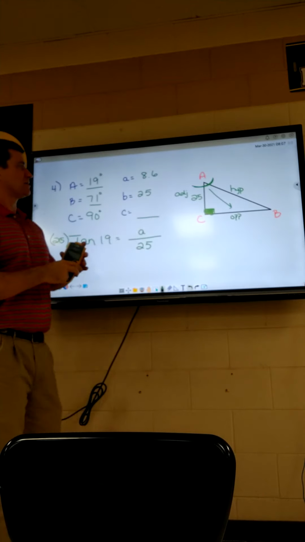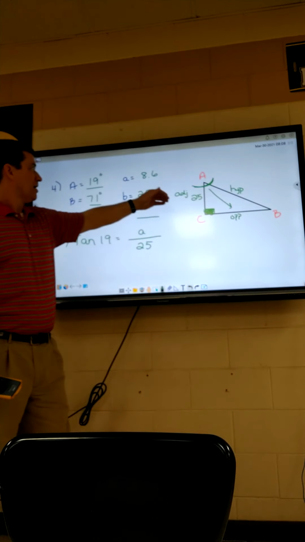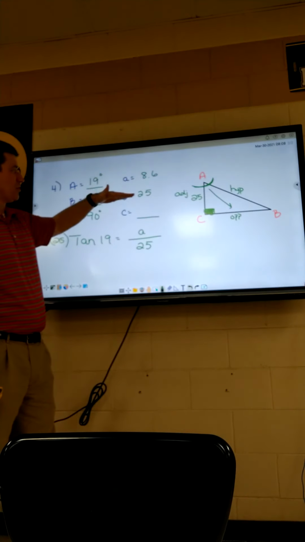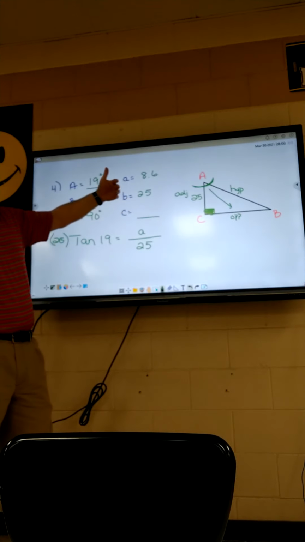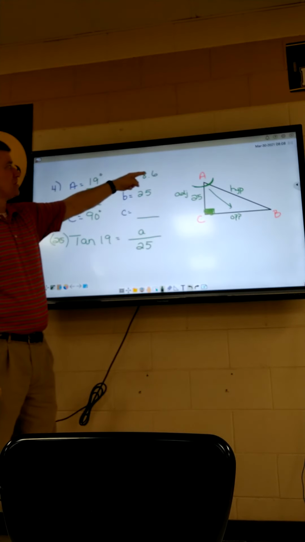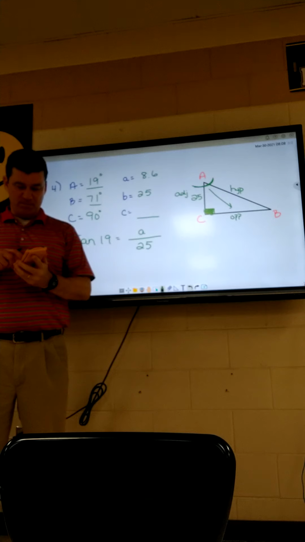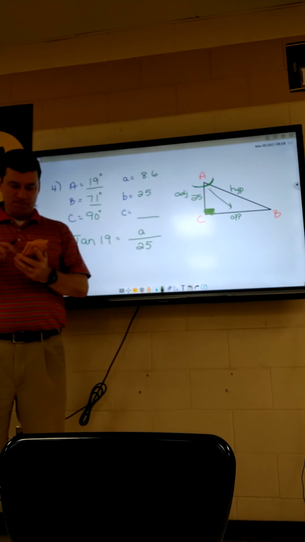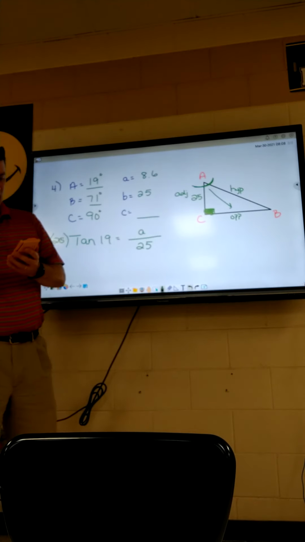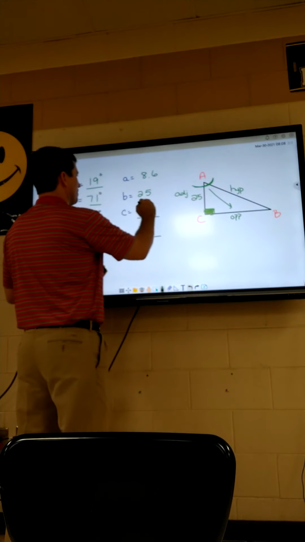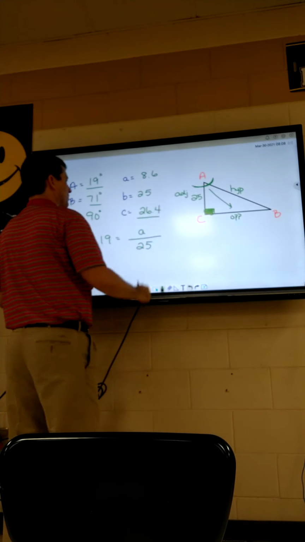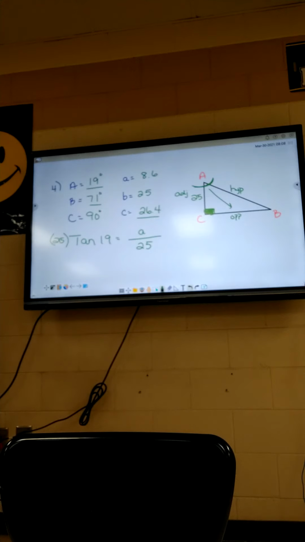Last, since this is a right triangle, I can do a squared plus b squared equals c squared, and you don't even have to write anything down. You can just type in 8.6 squared plus 25 squared. I got a big number, 698.96. Now find the square root of that. I got 26.4. So we found all the angles and all the sides.